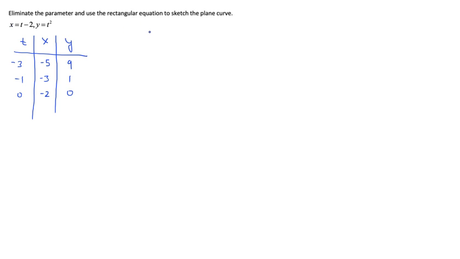So let's take a look at this one. I'm going to take x equals t minus 2 and solve this for t. This one's only one step, I'm just going to add 2 to both sides. So x plus 2 is equal to t. So I picked one of these equations, I solved for t, and now I'm going to plug that into the other equation. So y equals t squared, but in the place of the t, I'm going to replace it with the expression I just found: y equals x plus 2 squared. Notice that this equation does not have a t in it. This equation is only in terms of x and y.